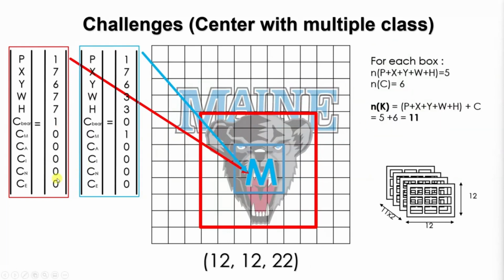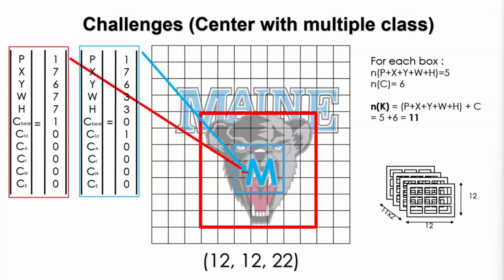There are a few challenges faced during the implementation of the network. The first challenge is: what happens if for a center coordinate there is more than one bounding box, or in other words, more than one object? As you can see, this center coordinate is the center for this beer, and it is also the center for this m. What will happen then?